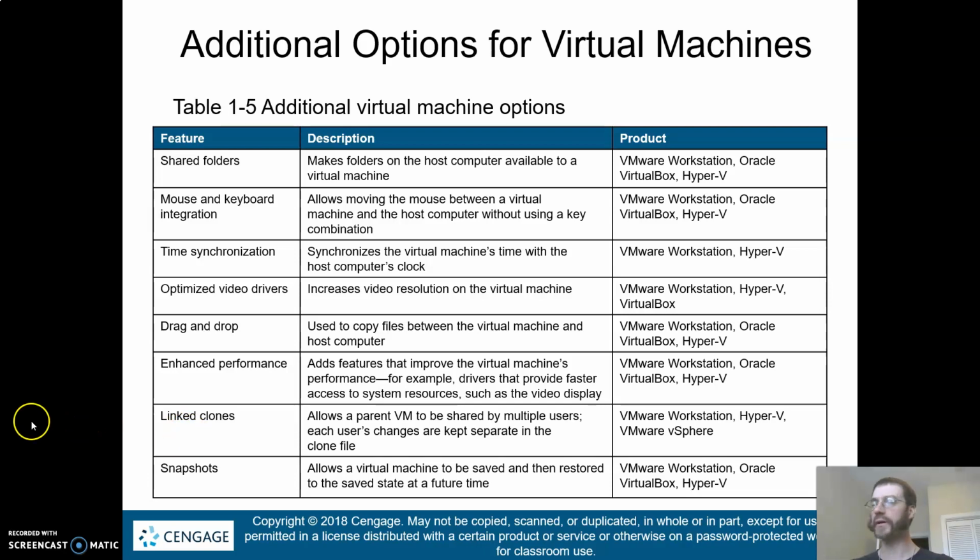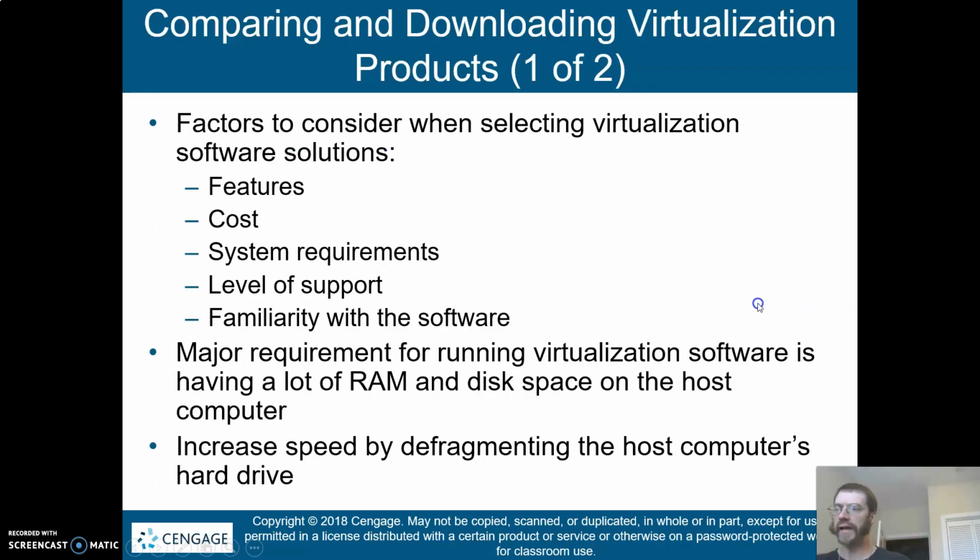Now let's also talk about comparing and downloading these products. So, as you're thinking about the products you want to use, think about what you need to do. Think about the platform you're going to run it on. Think about how much you can pay for it. And you have to balance these things really: features versus cost versus requirements versus support versus familiarity.